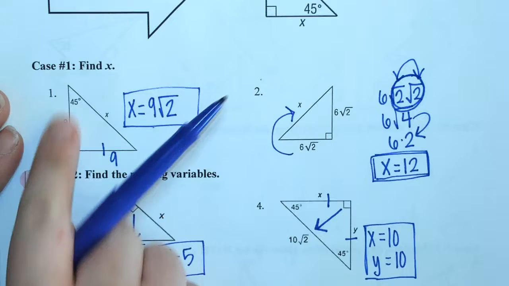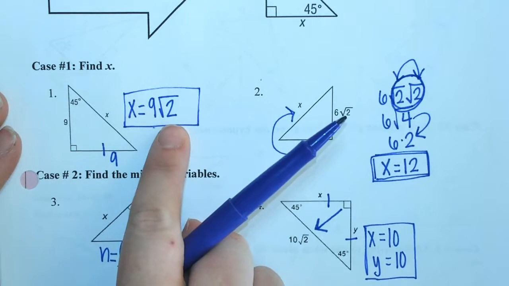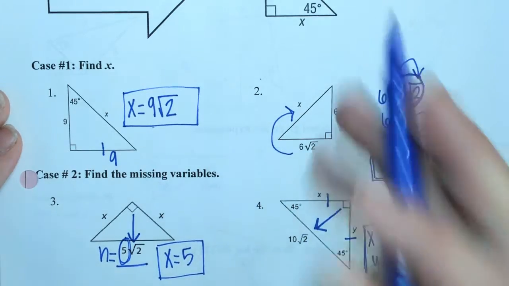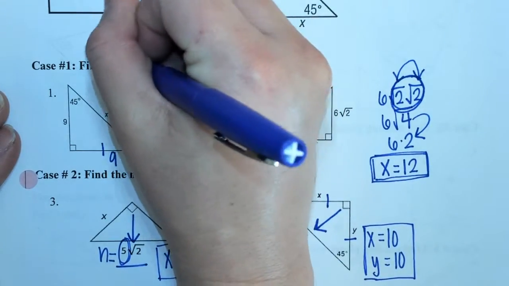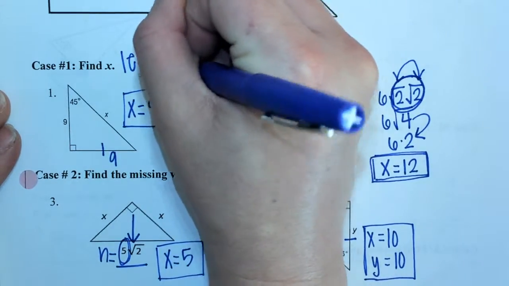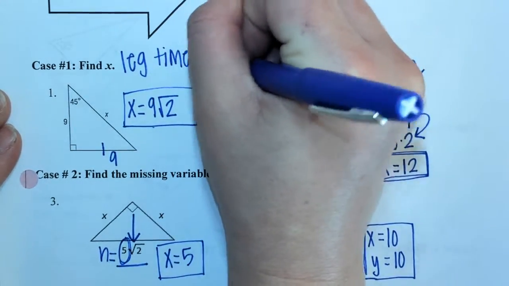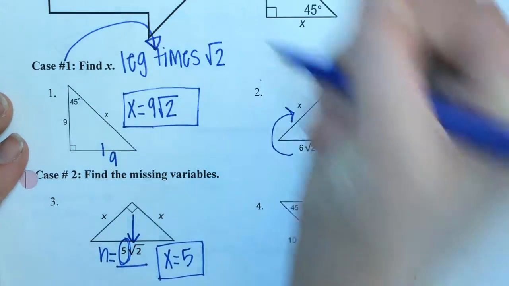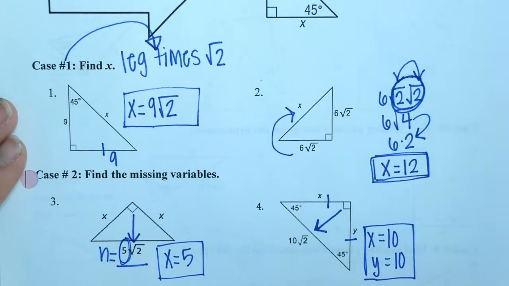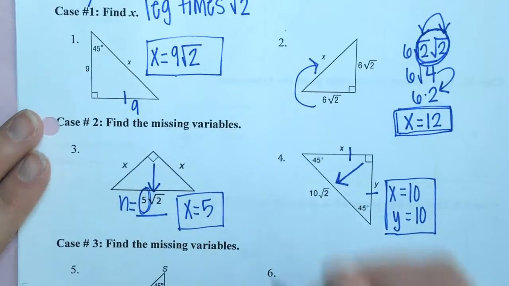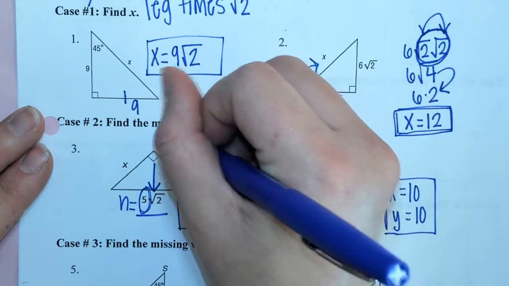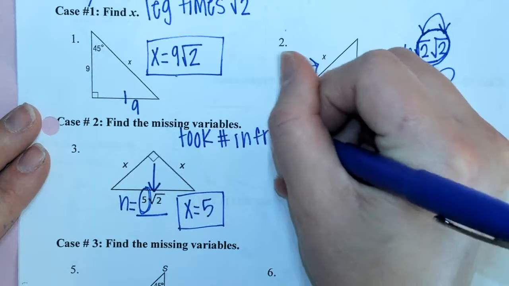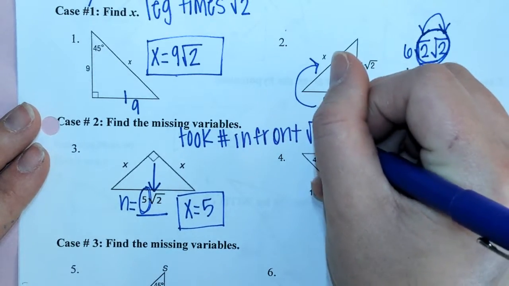Case 1: you knew your leg, all you did was multiply it by the square root of 2. So let's write what we did. We did leg times square root of 2. That's all we did in case 1. In case 2, all we did was take the number in front of the square root of 2.